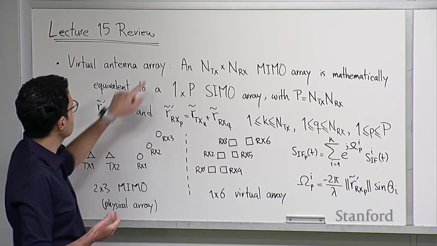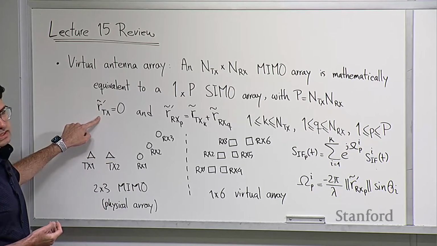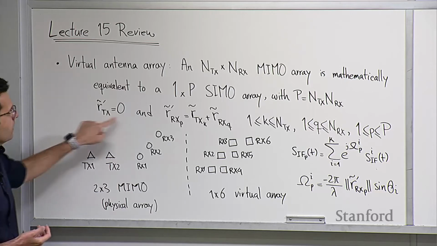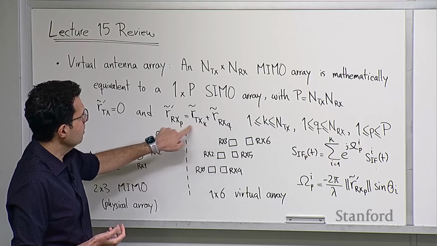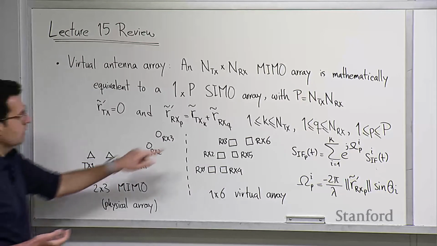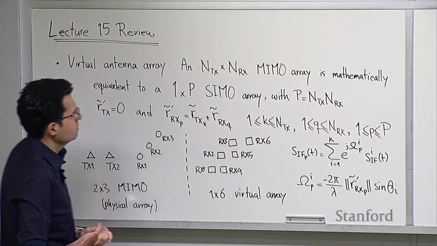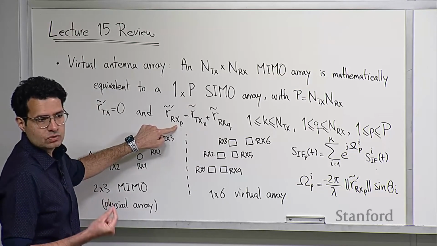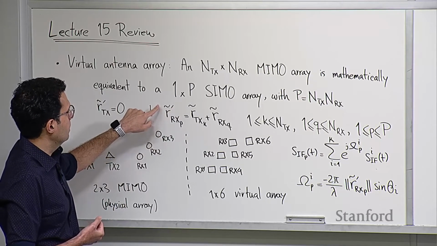number of transmitters times the number of receivers in the original antenna array. And then the way this virtual antenna array is constructed, well, it's important to know where these virtual elements are placed, what the locations of them are. The transmitter, you can assume it's at the origin, at 0. And then the positions of the P receive antennas, each of them is the sum of the positions of one of the original transmitters plus one of the original receivers. So the indexing is K for original transmitter antennas, Q for original receive antennas, and then P for the virtual receive antennas.